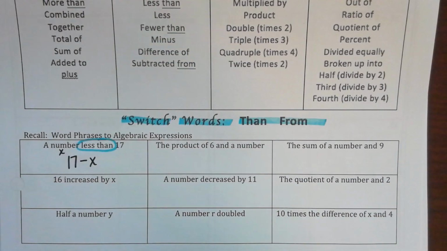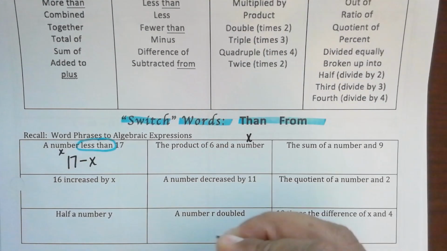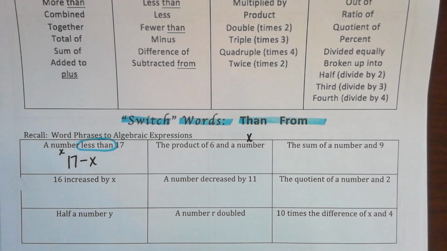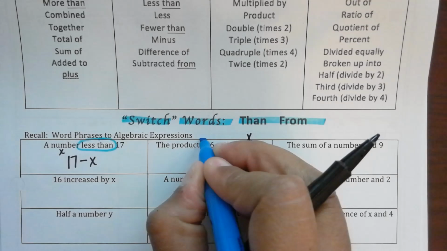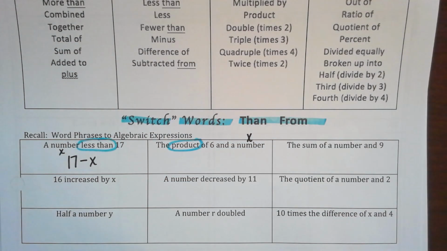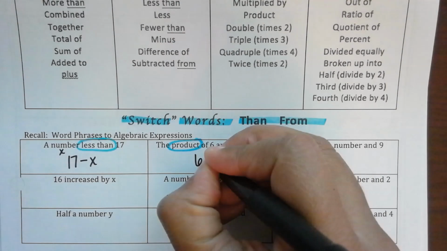A product of 6 and a number. So, number is X. What's the special phrase here that we need to make note of? Product. So how would I write this? 6X.